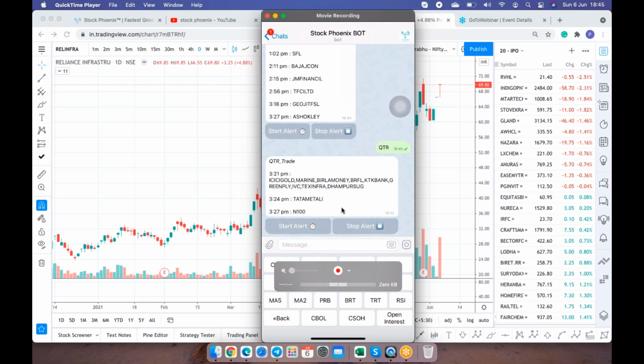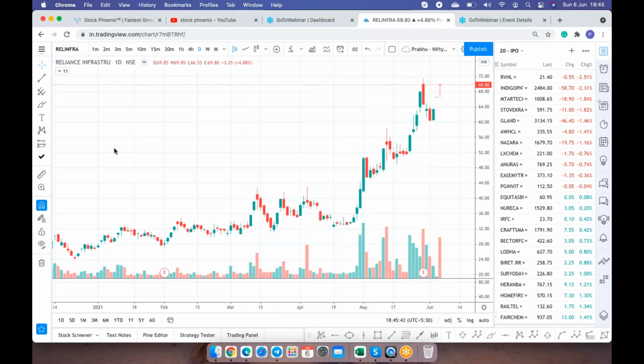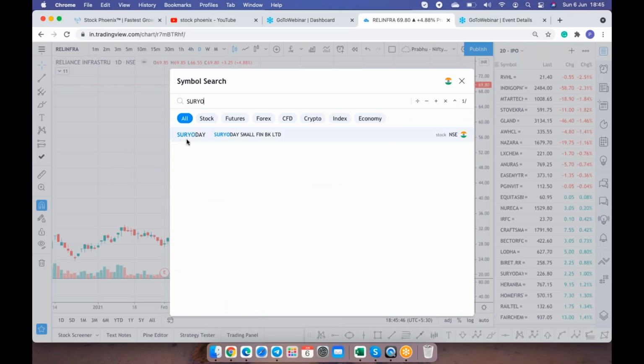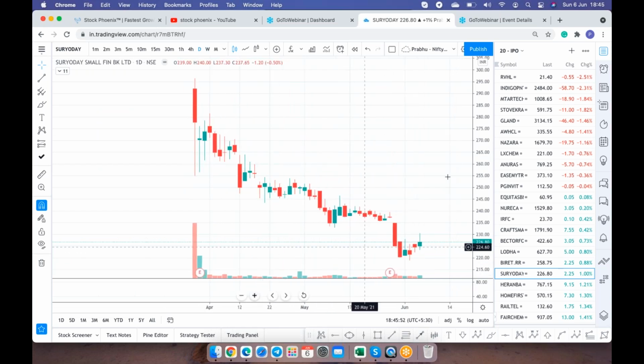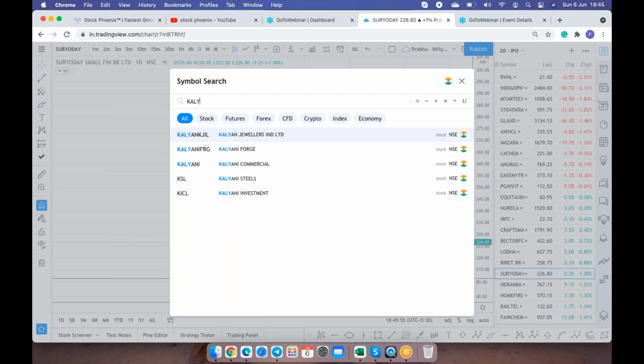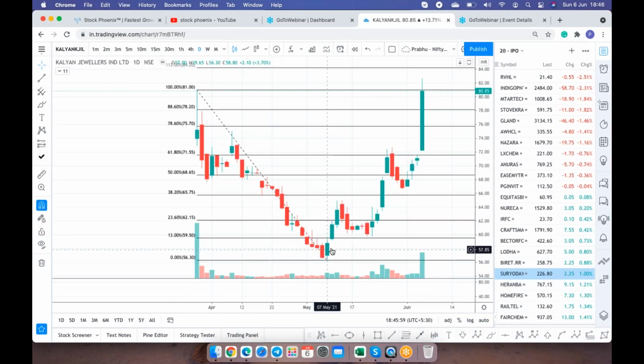The next feature is called positional breakout. This basically picks out all the stocks where the breakout is happening from the bottom side. If you see, on Friday at 10:04 a.m. we got an alert on Suryodaya. Suryodaya, 10 o'clock morning alert. So it had a breakout, and it's going to perform well in a similar fashion. So which kind of stock will this pull? This will pull the stocks on this particular green day that start getting an alert, right?